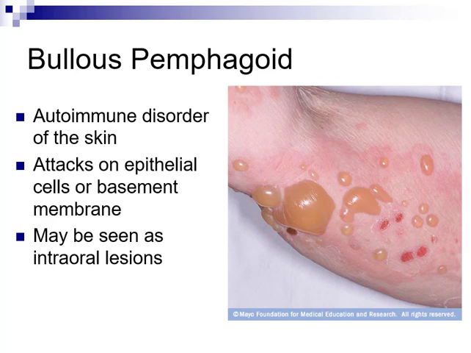Bullous pemphigoid is an autoimmune disorder of the skin, but occasionally it can also be seen intraorally, and it attacks the epithelial cells or the basement membrane, and it kind of gives you almost this blistered vesicle look on the skin.